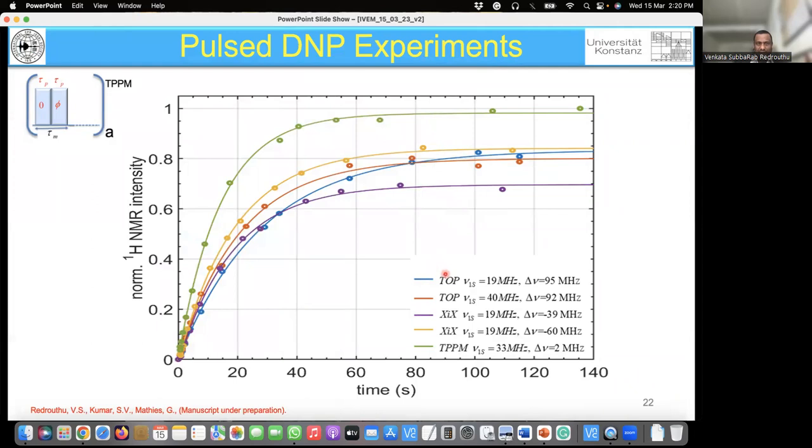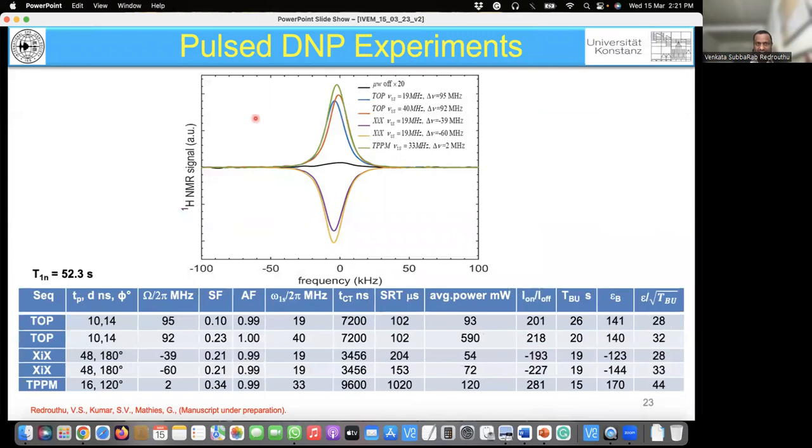And this is the build-up curve optimization of top DNP. The top two are the top DNP and the XIX DNP at different offsets, and the TPPM sequence. Here also you can clearly see that the TPPM sequence is very fast in bulk buildup. Bulk buildup means we apply the pulse sequence for the contact time, and then we repeat this pulse sequence some number of times so that we see the bulk nuclear polarization. That means through spin diffusion, all the protons are polarized to do the NMR.